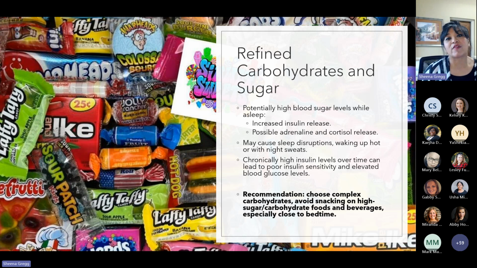So if we're thinking about what we would want to do instead, we would want to plan to choose more complex carbohydrates and avoid snacking on some of these high sugar or refined carbohydrate foods and beverages, especially close to bedtime.